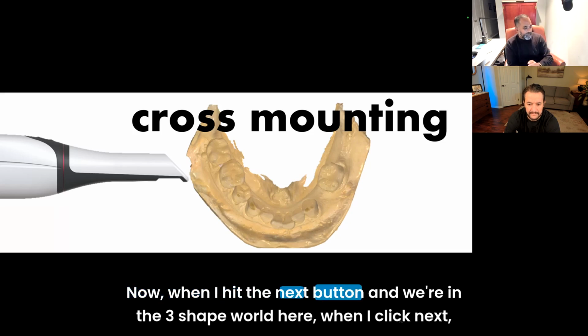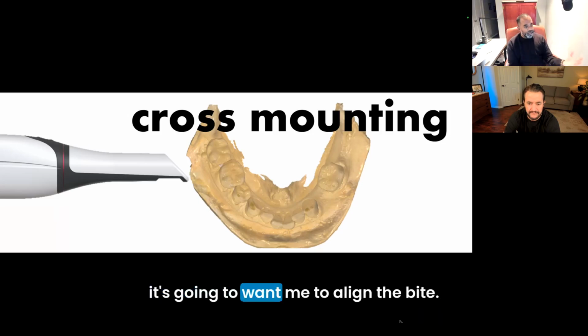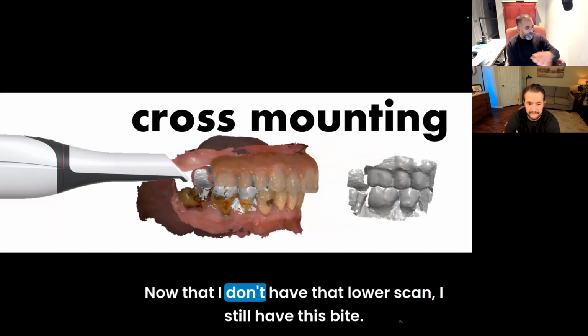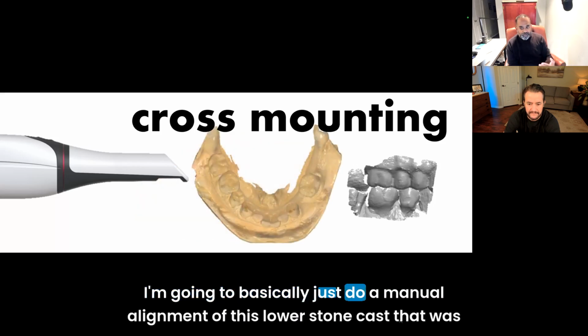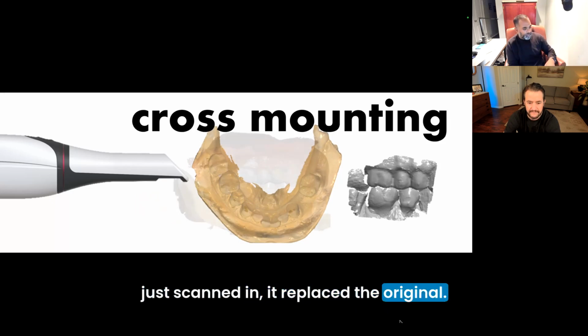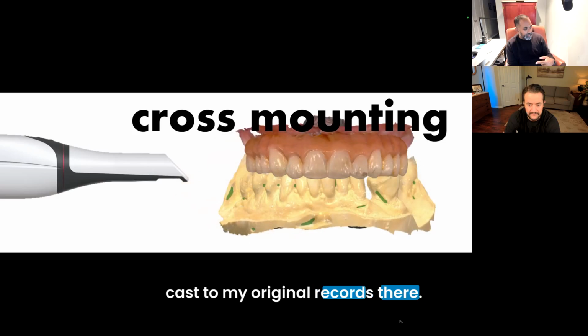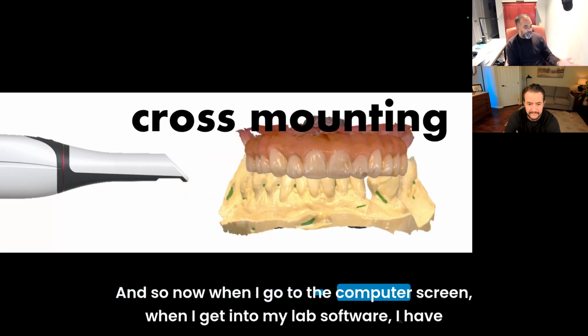Now, when I hit the next button, and we're in the 3Shape world here, when I click next, it's going to want me to align the bite. Now, what I still have is the bite scan that was originally related to that lower scan. Now that I don't have that lower scan, I still have this bite. So in the next screen, I'm going to basically just do a manual alignment of this lower stone cast that was just scanned in. It replaced the original. And I'm just going to pick my 2-point alignment, and now I can cross mount my stone cast to my original records there.